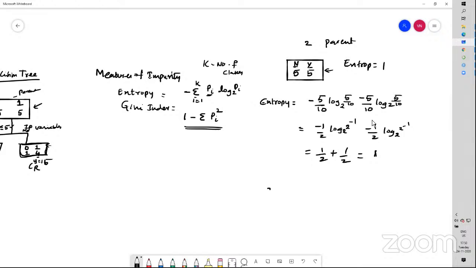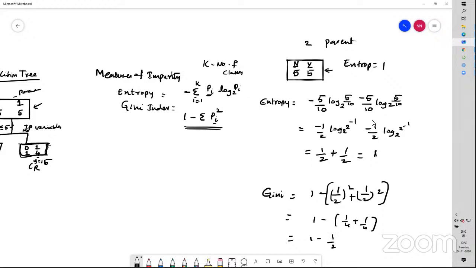And let's calculate Gini. Gini is equal to 1 minus, for the first class, the probability is 1 by 2, whole square. Then the probability for the second class is also 1 by 2, whole square. So that is 1 minus (1 by 4 plus 1 by 4), which is 1 minus 1 by 2, that is 0.5. For the parent node, Gini is 0.5.